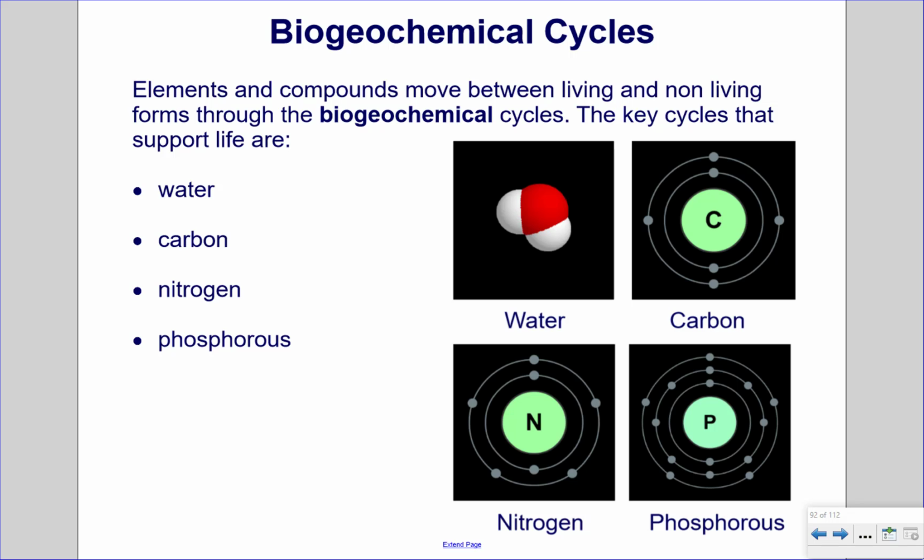Biogeochemical cycles. Elements and compounds move between living and non-living forms through the biogeochemical cycles. The key cycles that support life are water, carbon, nitrogen, and phosphorus.